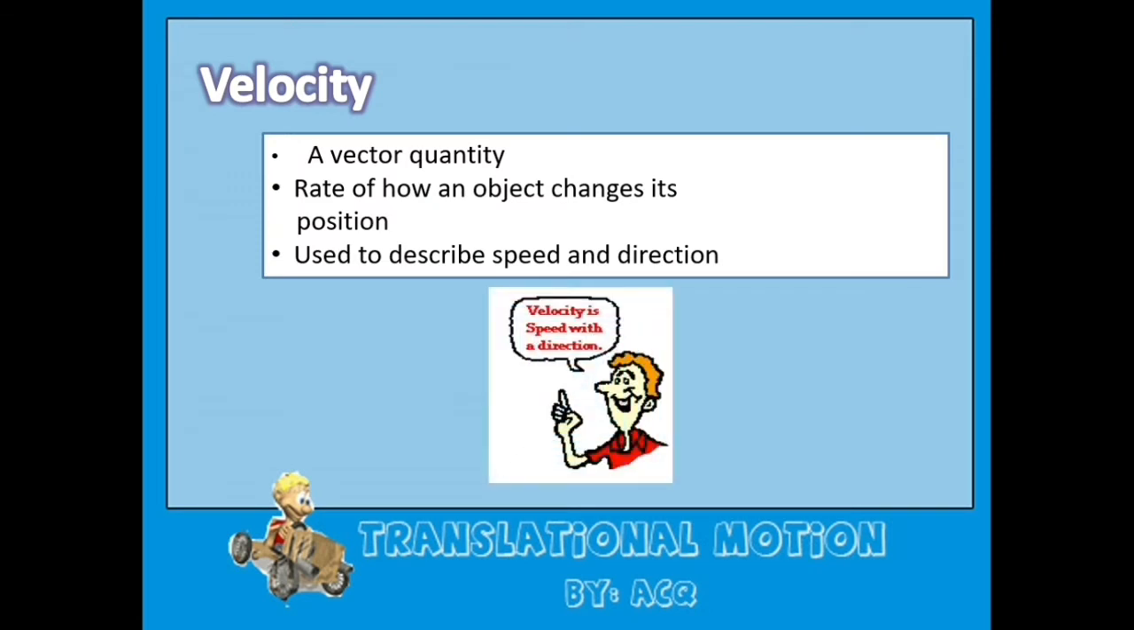Velocity is a change in displacement per unit time, and the direction is very important since it's a vector quantity. So it is also used to describe the speed. However, there should be a direction.